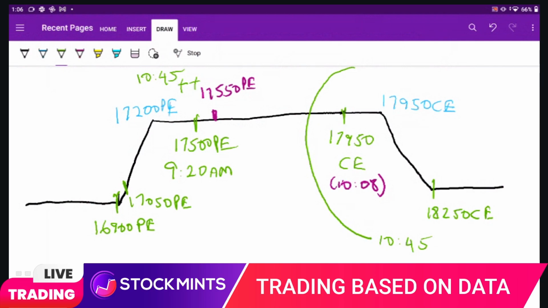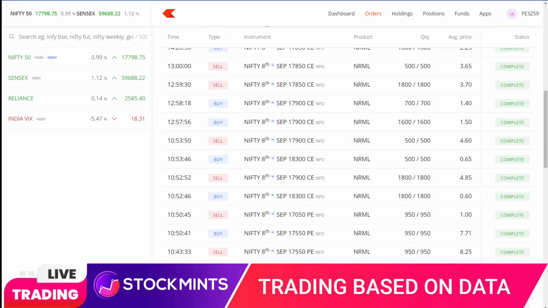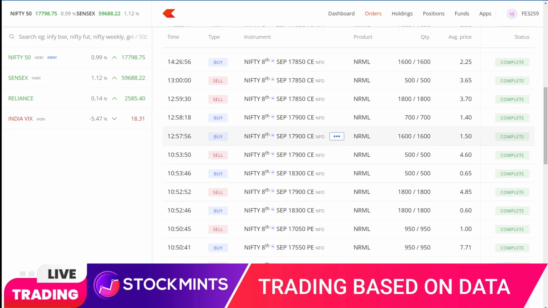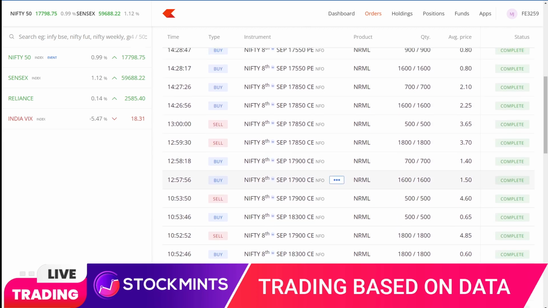The next adjustment we make at 12:57. If you look at Zerodha, 12:57 to 1 o'clock, we make a couple of trades. So basically, what we do is we enter once again into the call option side, and this time we enter a little bit more aggressively. As you can see, we are getting close and we sold the 17,850 call option.